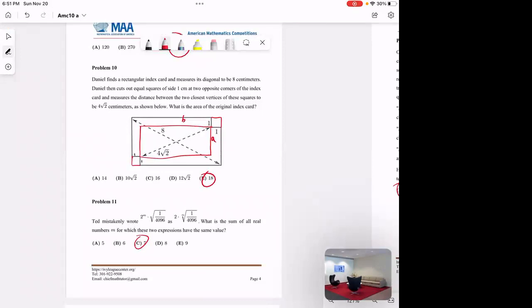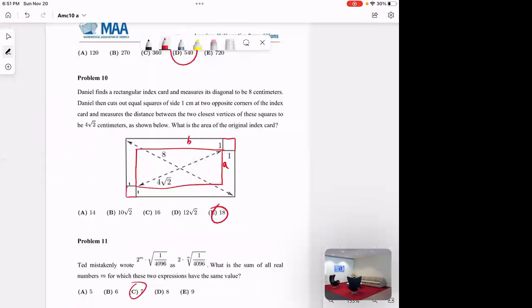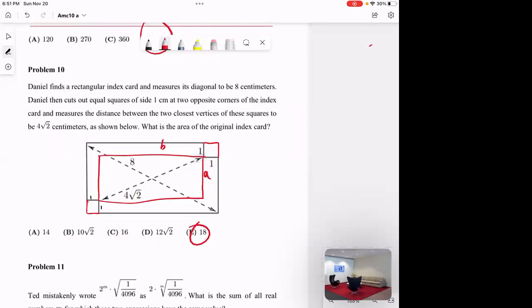So then number 10, this is a geometry question. I'll erase this because maybe it makes it unclear to see. But basically, this is what we are given. It's a rectangular index card. These are its 2 diagonals, or this diagonal, and then that one. And then these are also length 1. And then we want to find the area of the original index card. So how do we want to approach this? How can we use the data given and get the area?